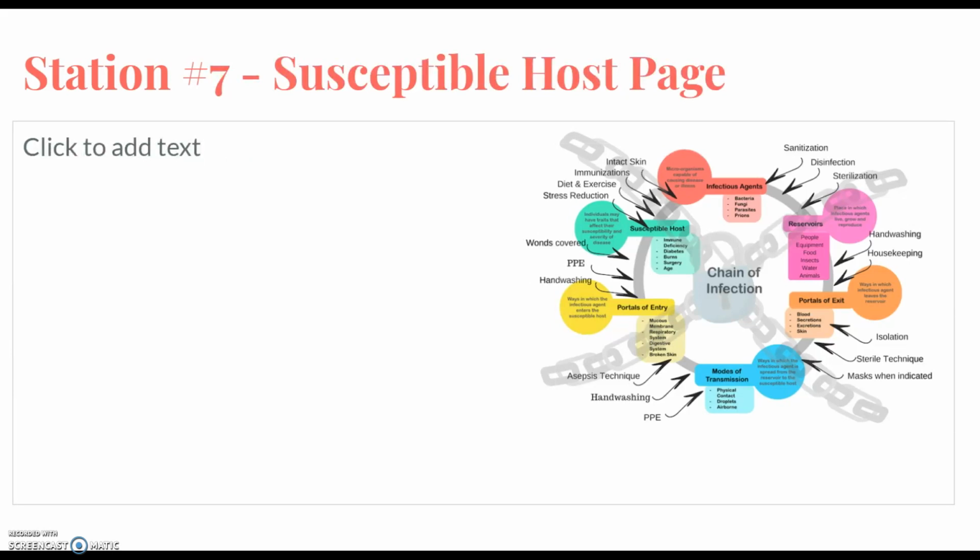For number 7, I have included what a susceptible host looks like. I put all these things on here: what makes them more susceptible, and what will make them less susceptible. They'll have to answer a couple of questions regarding this at station 7.